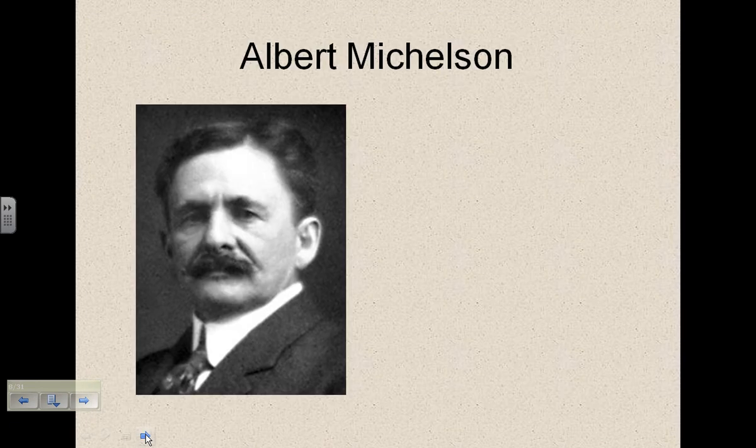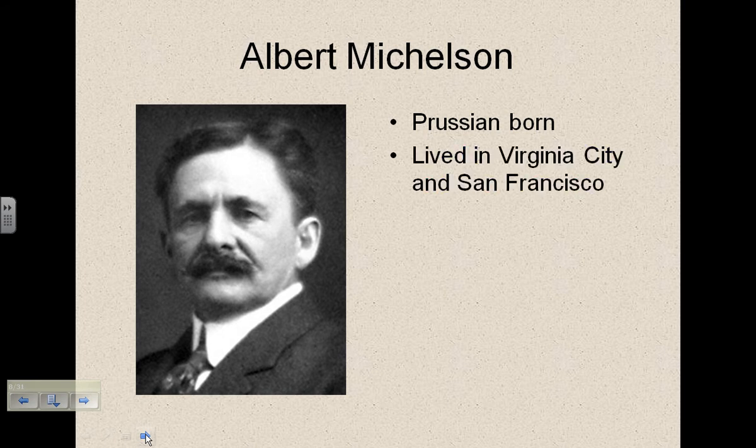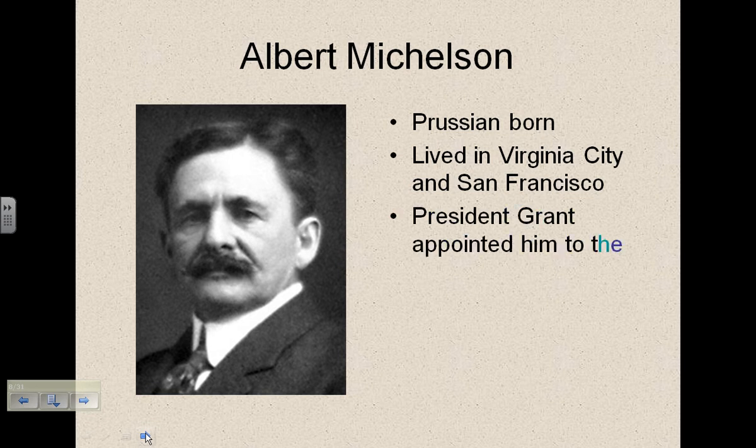Albert Michelson is a scientist who was born in Prussia and then lived in, of all places, Virginia City during the Silver Rush, and he also lived in San Francisco. He approached President Grant when he wanted to go to the Naval Academy and he had not received an appointment from his senator nor congressman. And President Grant gave him a presidential appointment to the Academy.